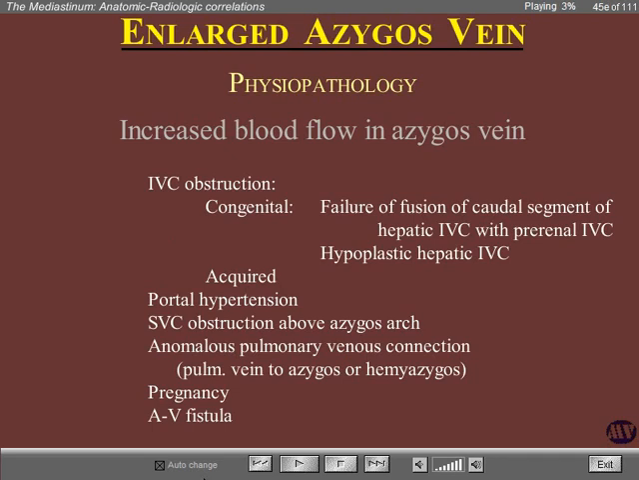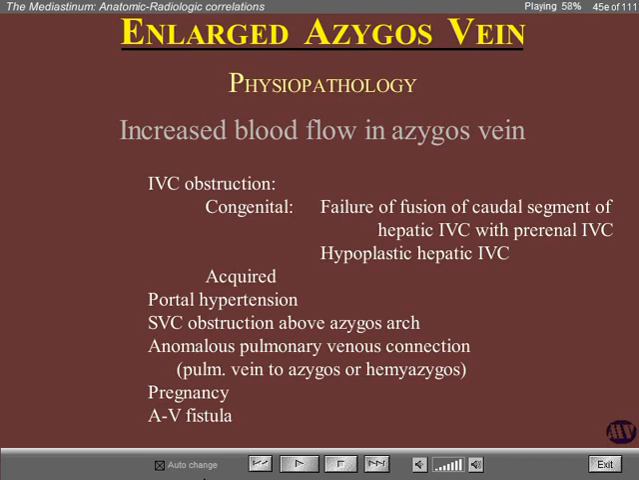Another mechanism that will explain enlargement of the azygos arch is when there is absolute increase in the blood flow in the azygos vein. This can be the result of a congenital or acquired obstruction of the inferior vena cava. The congenital forms include failure of fusion of the caudal segment of the hepatic inferior vena cava with the pre-renal inferior vena cava, or due to a hypoplastic hepatic inferior vena cava. There can also be acquired obstructions of the inferior vena cava, as seen from thrombosis or tumor. Portal hypertension can be another cause.